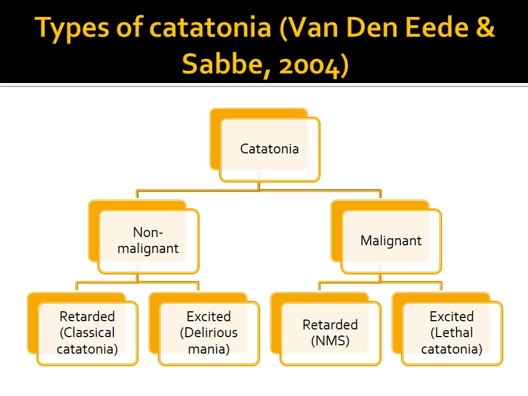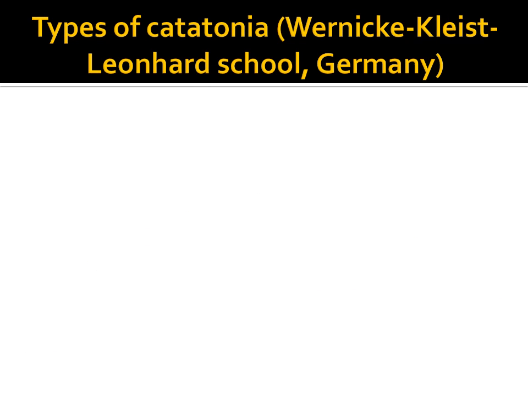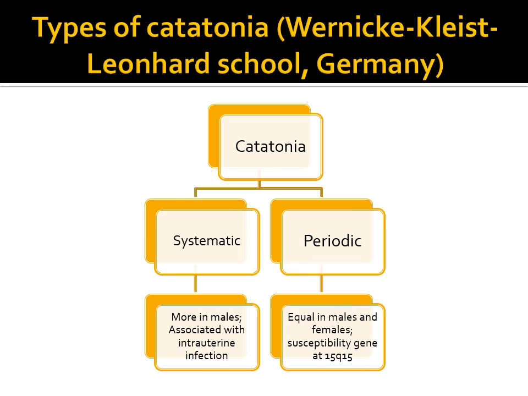Another classification that has been proposed divides catatonia into non-malignant and malignant, and each is then subdivided into retarded and excited subtypes. And there is a German classification of catatonia which divides catatonia into systematic and periodic subtypes.